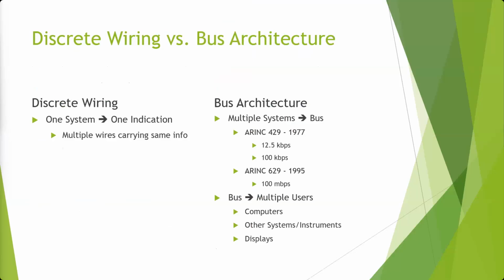So the bus has multiple users, and these can be pretty much anything on the aircraft. I list a few things, but computers are the most common, but also other systems and instruments, your displays, different inputs like buttons and switches, right? Not everything is bus architecture, though. We still have a lot of discrete wiring in the aircraft as well. Don't get me wrong, it hasn't replaced everything, but a lot of the stuff that you see on your displays is going to be run through a bus. Okay.